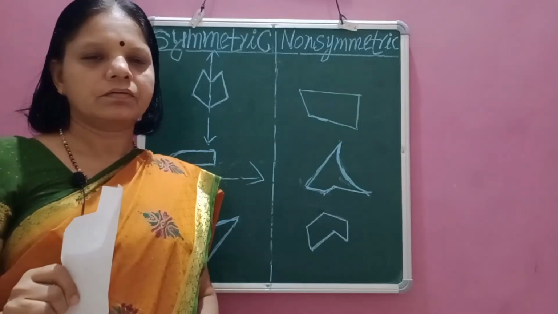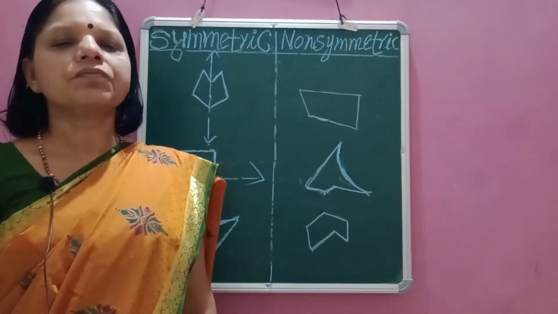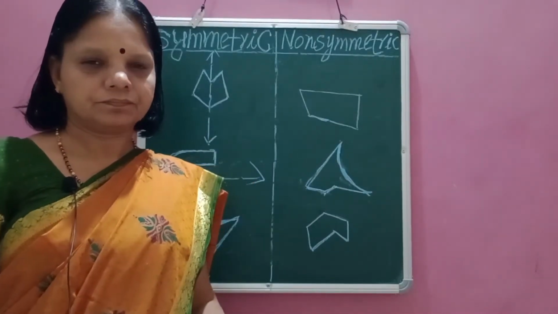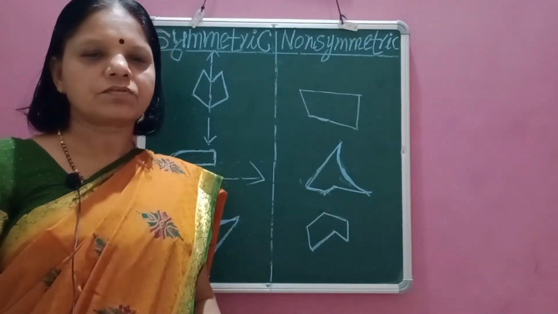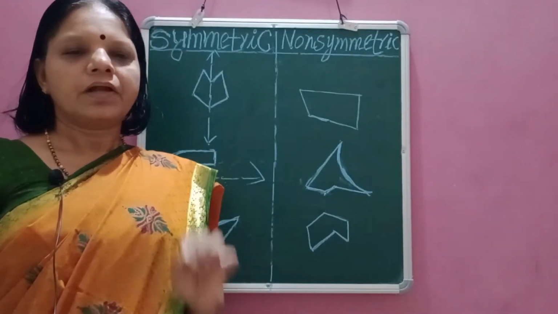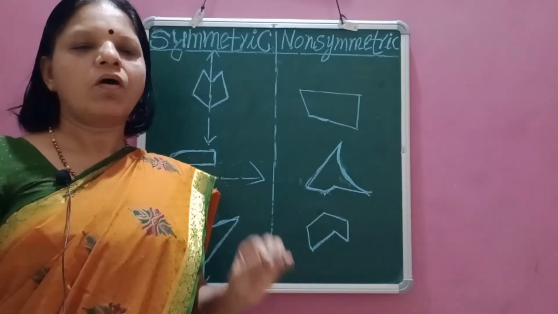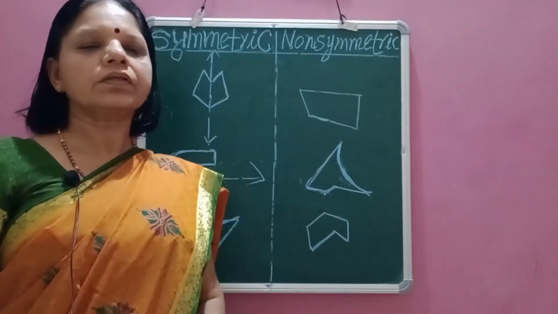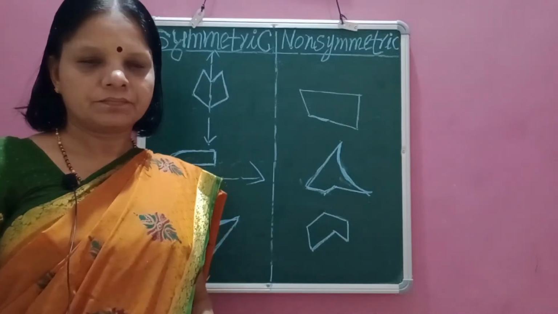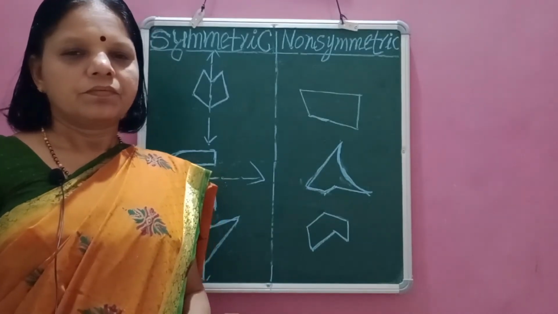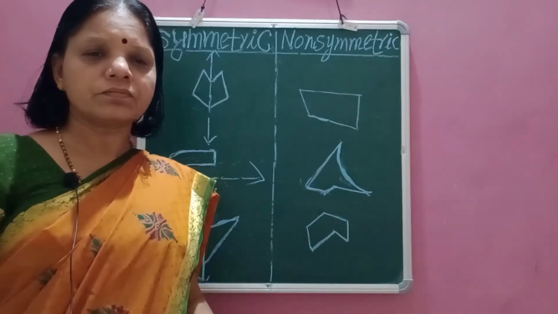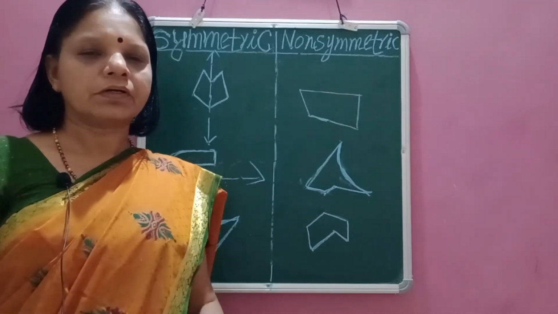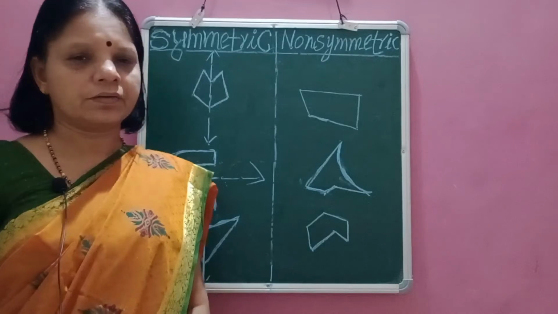There should be a line along the figure which divides the figure into two congruent parts. Then that figure is said to be symmetric. And this line is called line of symmetry or axis of symmetry. Some figures have more than one axis of symmetry, more than one line of symmetry. But if there is no axis of symmetry, the figure is said to be not symmetric. Such figures are called non-symmetric.